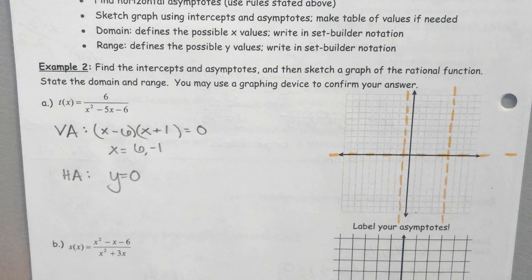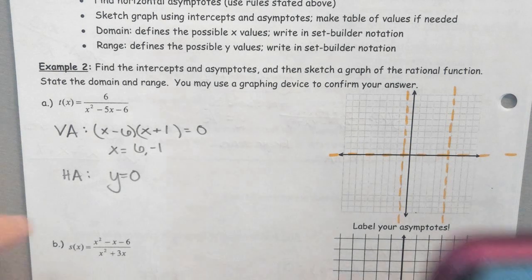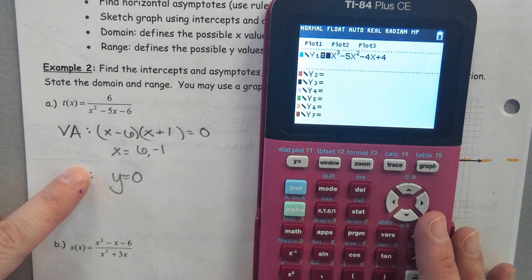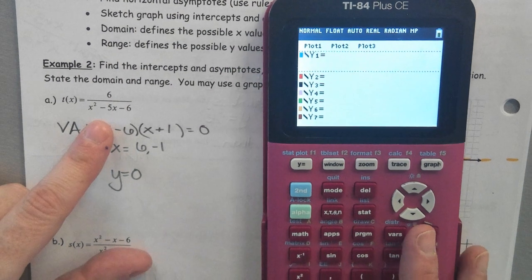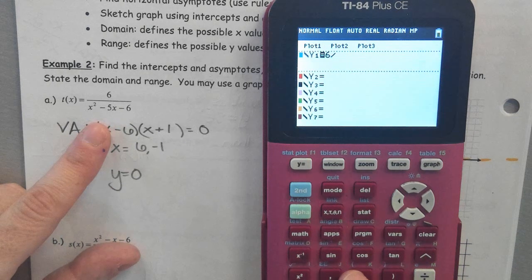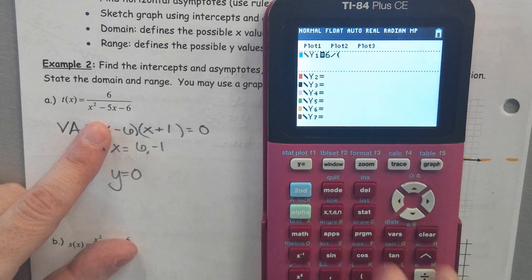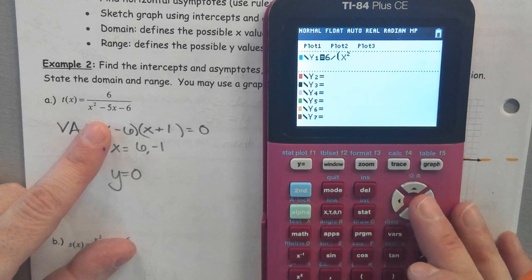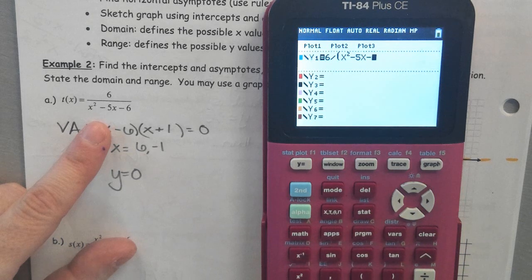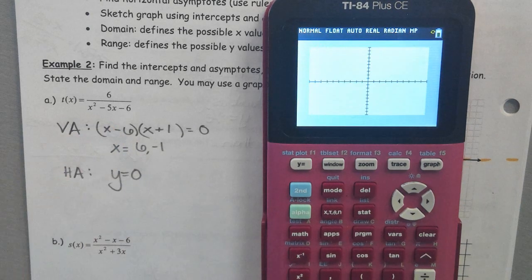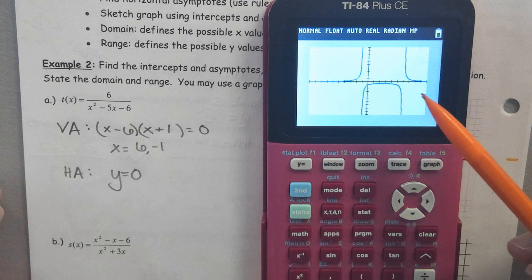Here we go. I'm going to use my calculator. You could always plug in values if you'd like to. I'm going to go to my y equals. I'm going to clear it out. And I'm going to press 6 divided by. And notice that everything is grouped in the denominator together, so I do need a parenthesis to keep all those things together. So x squared minus 5x minus 6. Close it, graph it. Ooh, cool one, right? Very exciting. Okay, are the asymptotes where we expected them to be?